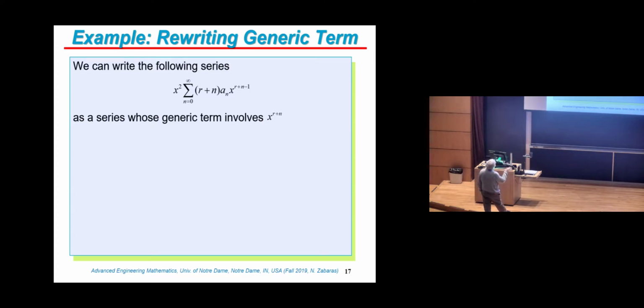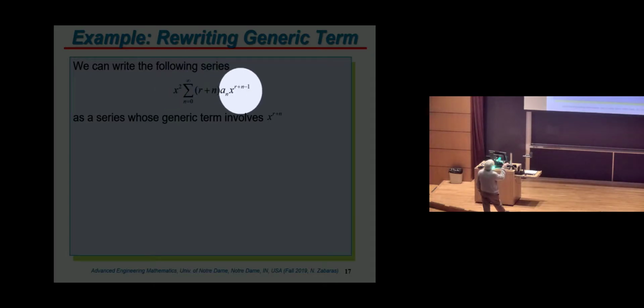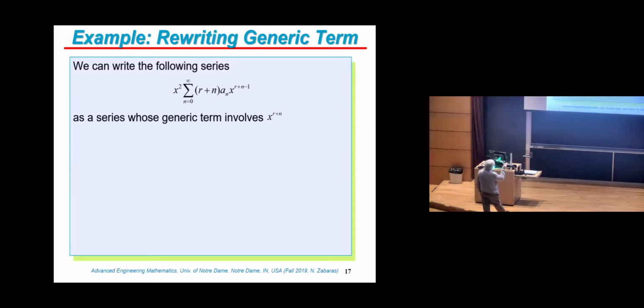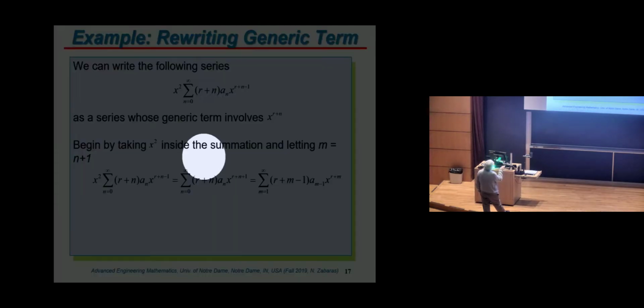let's see what we need to do here. So, there is an x squared here. If I can multiply this x squared inside the summation, effectively, what I can do is I can write this as x to the r plus n plus 1, right? And what does he want us to do? It says write this as a series where the exponent is x to the r plus n.